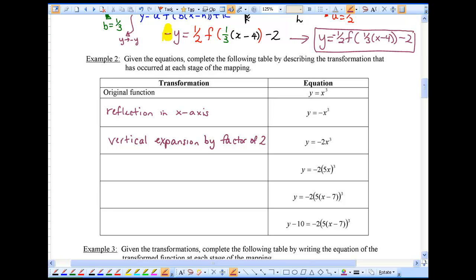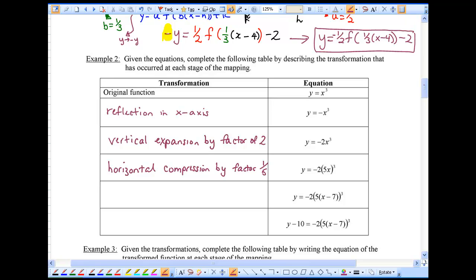Now comparing that to the next one, I've got this 5 that appeared in front of the x. Now notice this is inside the bracket, so it's inside the function. So this 5 actually represents the b value next to the x. Of course, the b value represents something that is horizontal. And in this case, a horizontal compression. Remember, horizontal is always opposite. By a factor of 1/5.